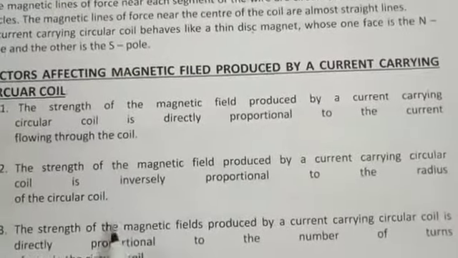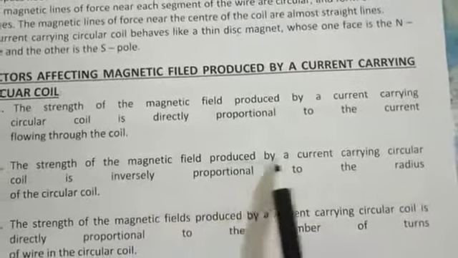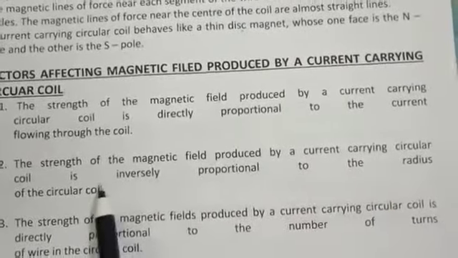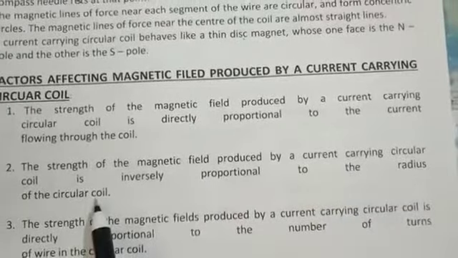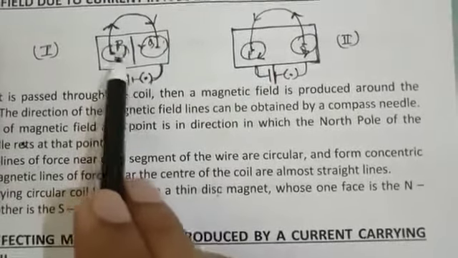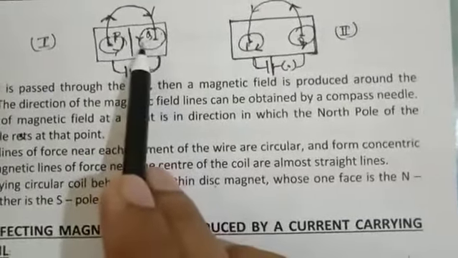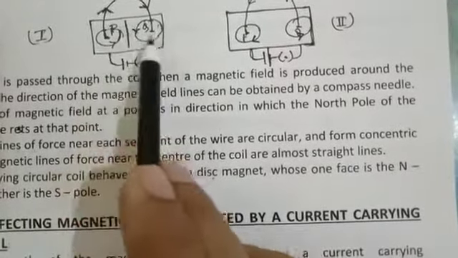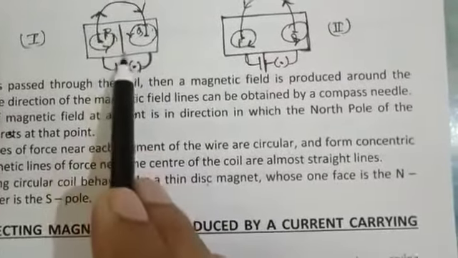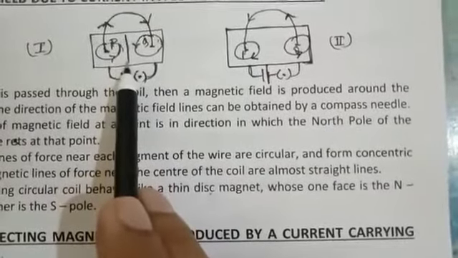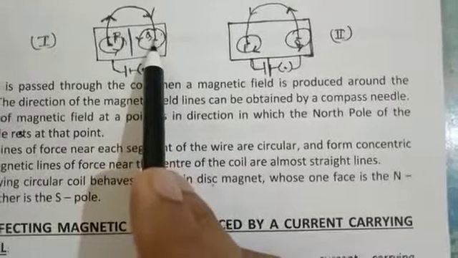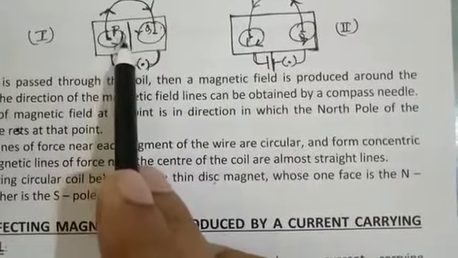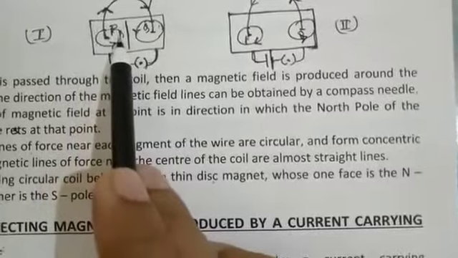Point number 2 says the strength of the magnetic field produced by a current carrying circular coil is inversely proportional to the radius of the circular coil. It means that as we move away from this point P and from the point Q, the strength of the magnetic field will start decreasing. As you can see in this diagram, this straight line represents the neutral zone where the power of P and Q is neutralized. So as the radius of the coil is increased, the strength of the magnetic field will be decreased.